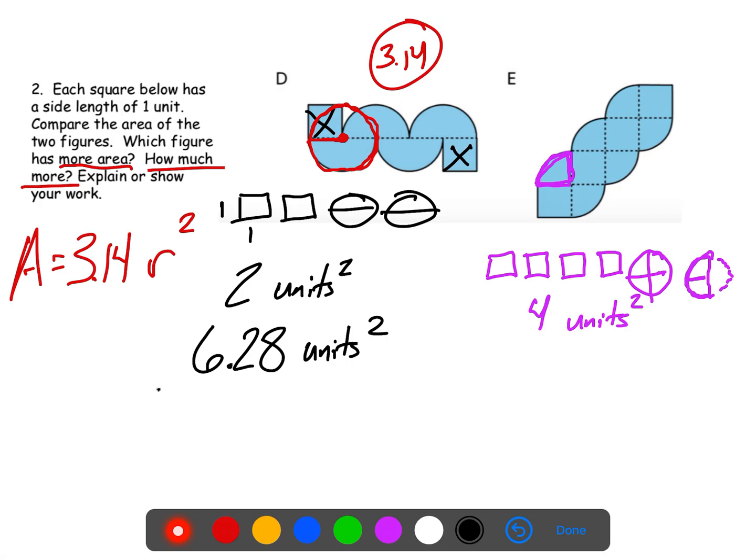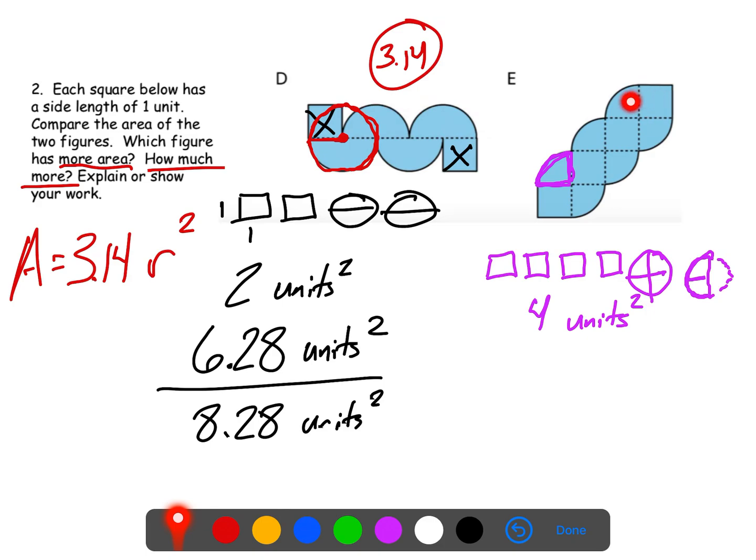To get a total, we're going to have to add that all up, and we'll get 8.28 square units. And that would be our approximate area, because it's approximate because we used our estimate for pi. This is our approximate area for figure D.